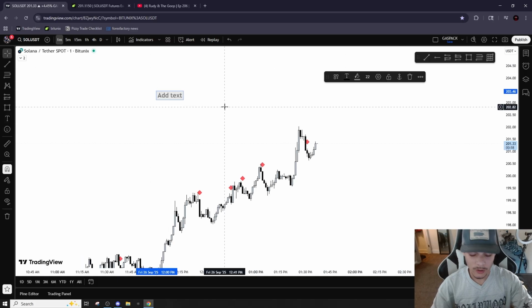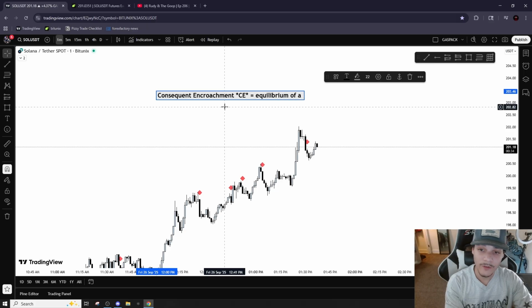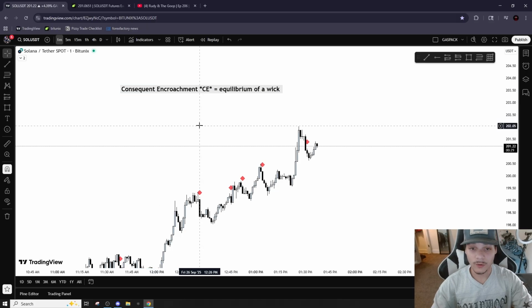I'm sure you guys have heard of it. What is consequent encroachment, also known as CE? People like to use big words in this industry to make themselves sound smarter, and they're really not that smart. Consequent encroachment literally just means equilibrium, if I could type, of a wick, a significant wick, whatever. So, get that down. Consequent encroachment, CE, literally just equilibrium of a wick.